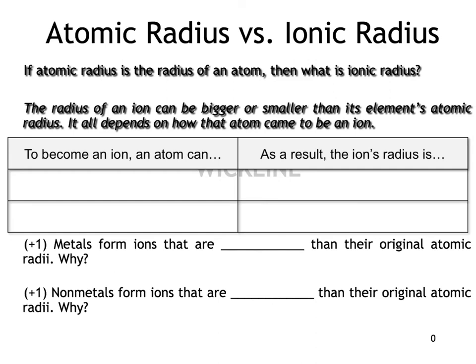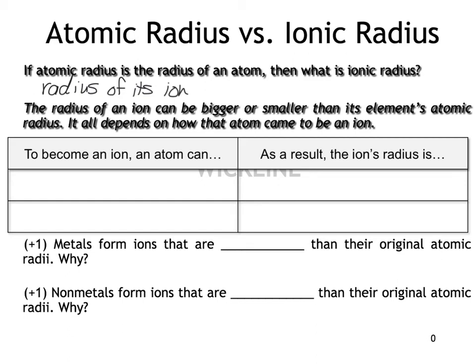Atomic radius versus ionic radius. So if atomic radius is the radius of an atom, then ionic radius is the radius of its ion. And the radius of an ion actually could be bigger or smaller than its element's atomic radius, and it all depends on how that atom came to be an ion.